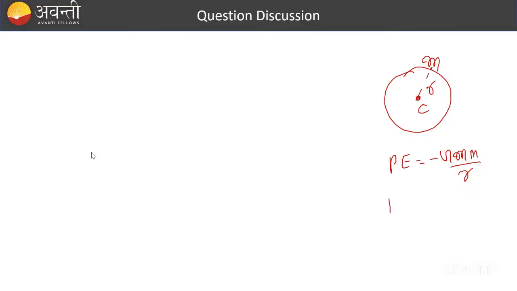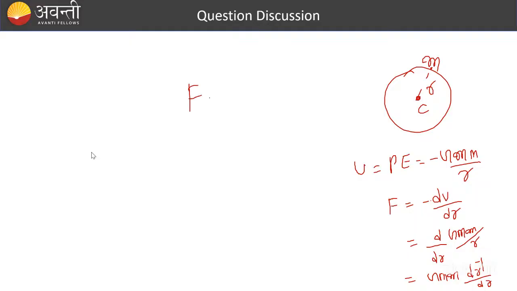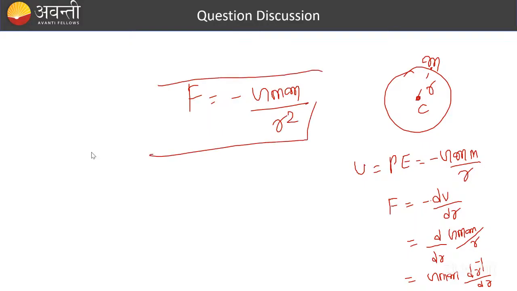How will you calculate the force? फोर्स कैसे लिखोगे? Minus dU by dr. If you do this minus dU, this is U, right? So if you do minus dU by dr, पहले तो minus minus plus हो जाएगा. So plus, you will be getting d by dr of what? G M m by r. So constant को आप बाहर ले लो, G M m d by dr of r to the power minus 1. If you will do this, force का value क्या आ रहा है? Minus GMm by r square, and hence this force is acting not away from the center, towards the center, because we are getting here negative sign.